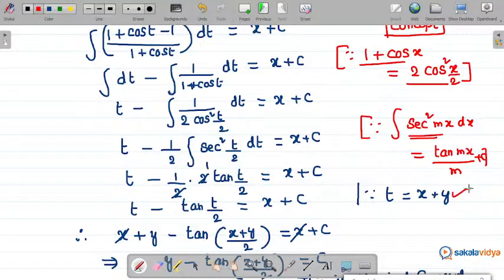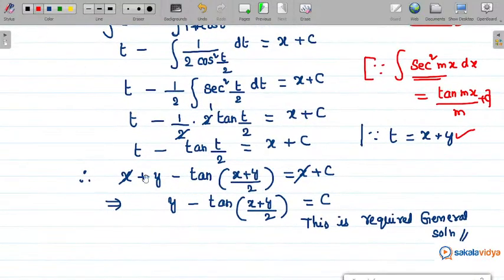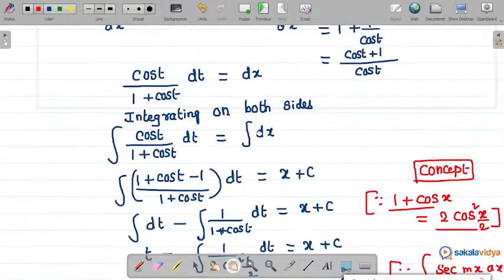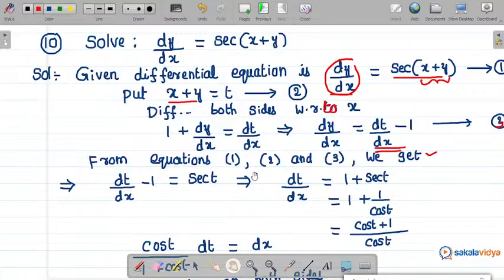Replace t with x plus y, then what do we get? Now we get x plus y minus tan of (x plus y) by 2 is equal to x plus c, x will get cancelled. So we have y minus tan of (x plus y) by 2 is equal to c. This is the required solution. So we have completed the 10th question. Now, let us move to the 11th question.